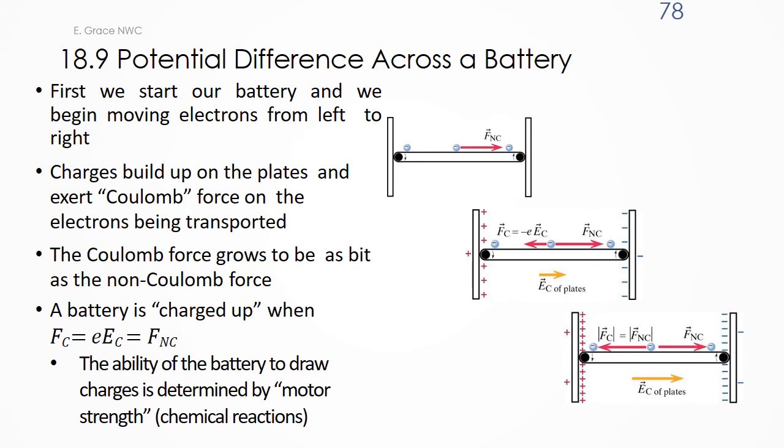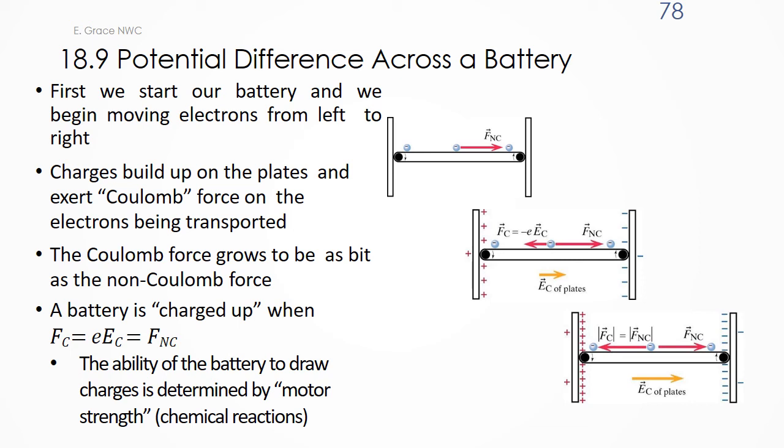So let's start thinking about the potential difference across a battery. First, as we start our battery, we would begin to move electrons, in this case from left to right. The charges would build up on a plate and exert a Coulomb force. The Coulomb force is coming from the charges, and it's going to go in the opposite direction as this little non-Coulomb conveyor belt force that is pushing the electrons along. So as the Coulomb force grows, it will eventually be as big as the non-Coulomb force.